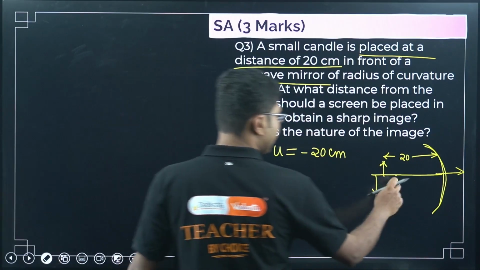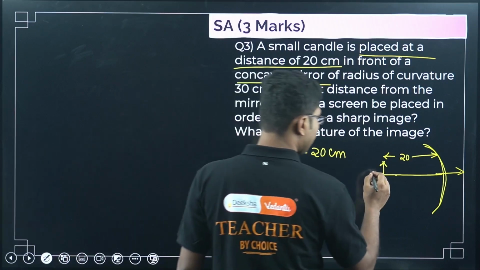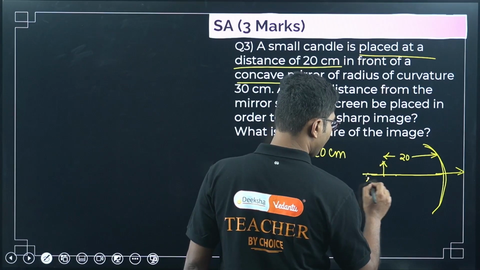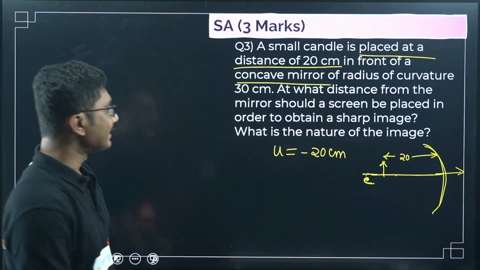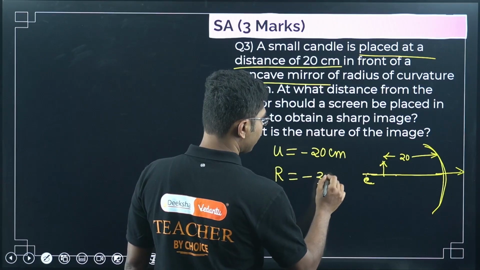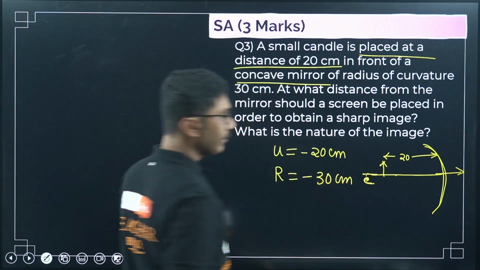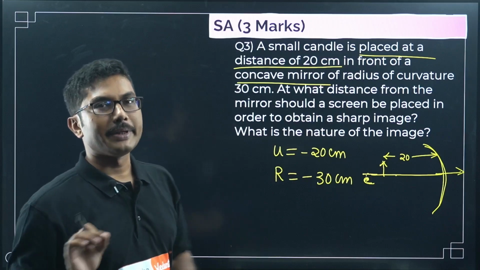So the center of curvature won't be here, it will be after the object. So the center of curvature will be somewhere here. Okay, this is the center of curvature. As you can see, the radius of curvature will be minus. You need to remember the sign convention to solve any lens or mirror based questions.